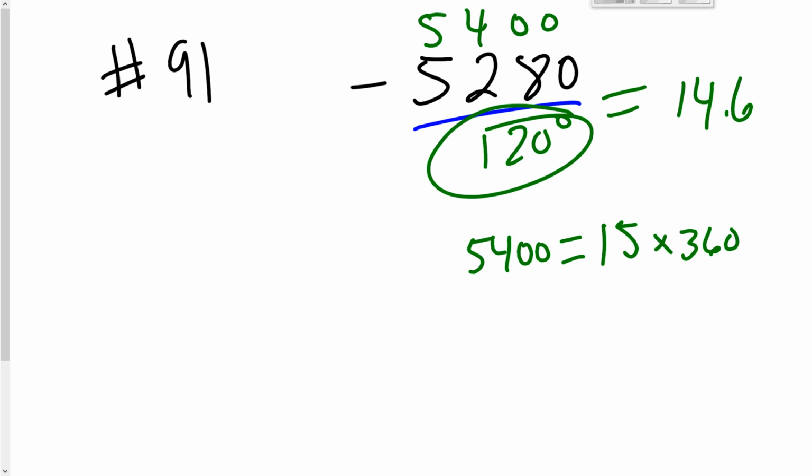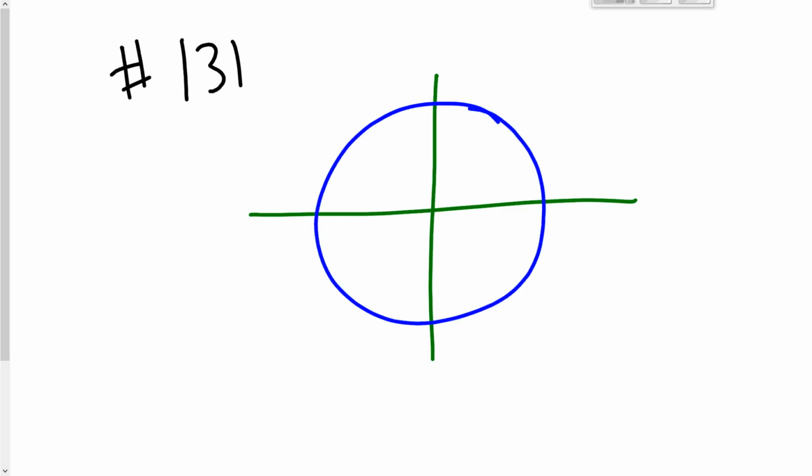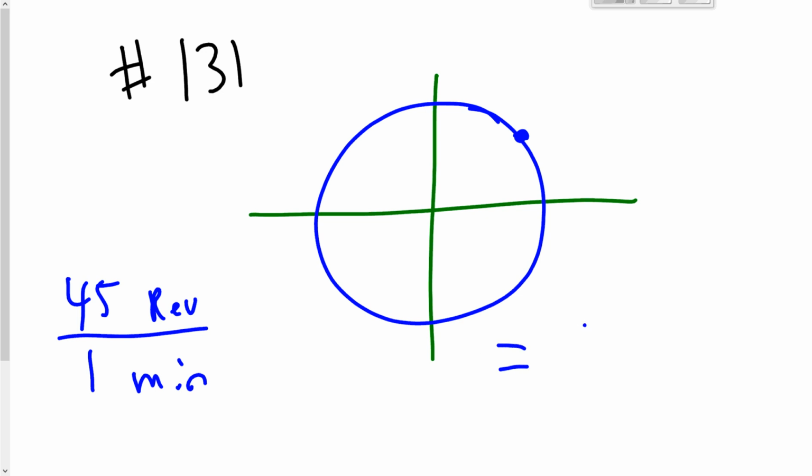Okay, let's go ahead and do number 131. So 131, you have a turntable. Okay, so you have some kind of turntable here that makes 45 revolutions per minute. So this is rotating around. If you have a dot somewhere here, it's rotating around 45 revolutions per minute. So that's 45 revolutions per 1 minute. And we want to find out revolutions per second.